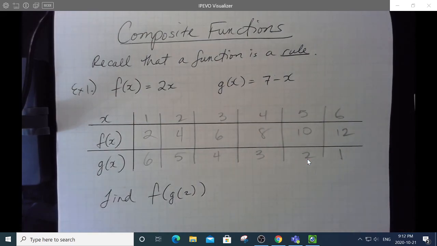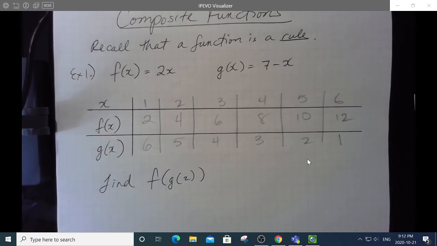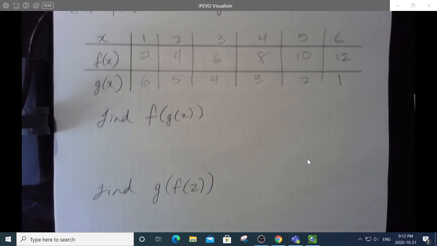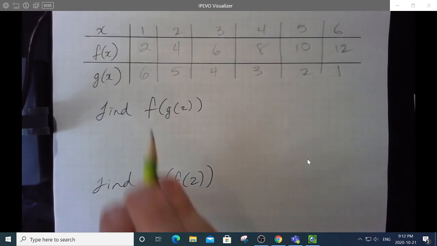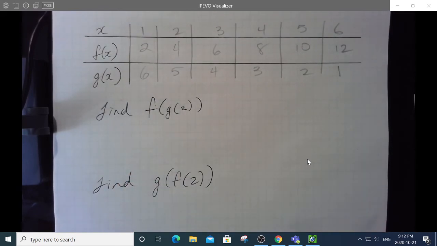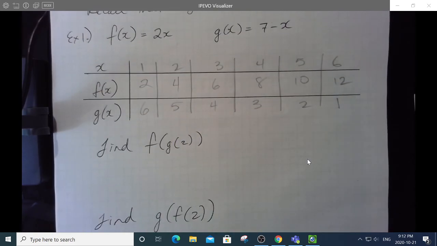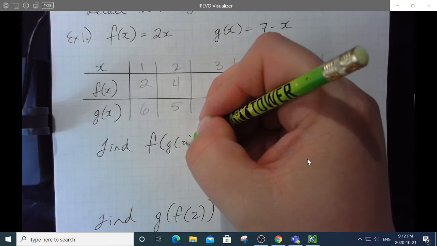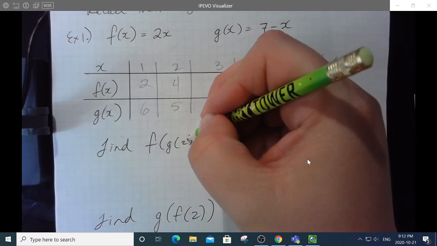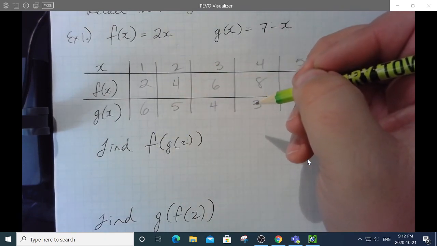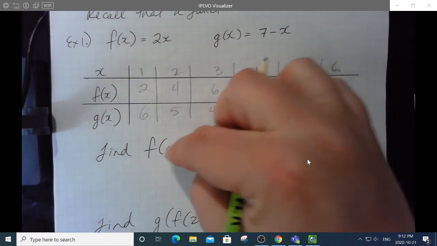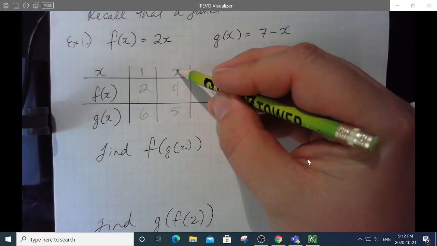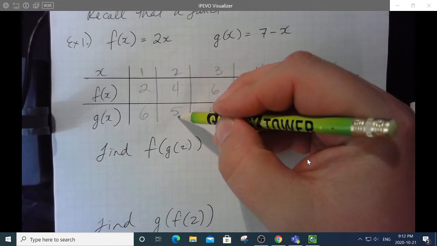But now, here's something that perhaps you've never been asked before in this setting, or maybe you did a little bit of this in grade 10, but it's probably been a while. What's f of g of 2? Well, I can use my chart. What is g of 2? In other words, take g of 2's answer and put it in for f of x. So when x is 2, g of 2 is 5.